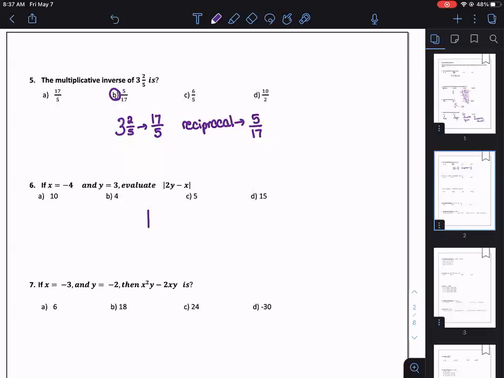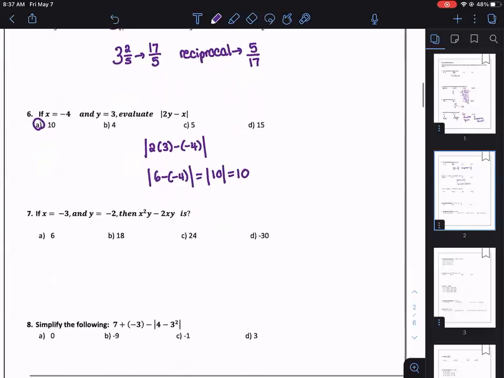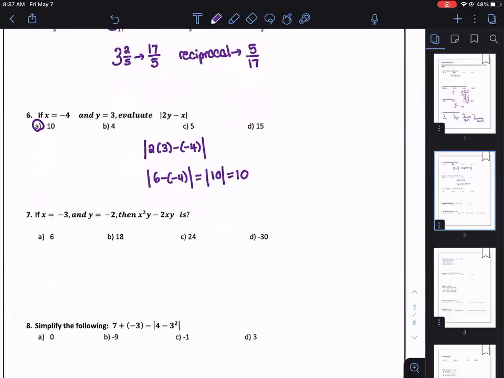For number 6, we will replace the values and we will treat the absolute value as a set of parentheses for a moment. Remember, whatever is inside the absolute value always comes out to be positive. Choice A. For number 7, we will replace again using parentheses, especially because we have some negatives involved. So we really need to be careful about that.